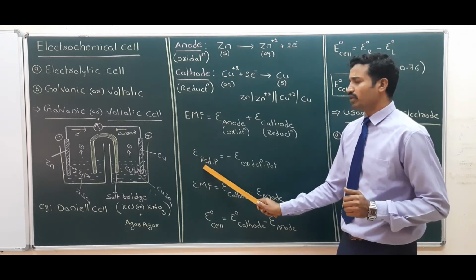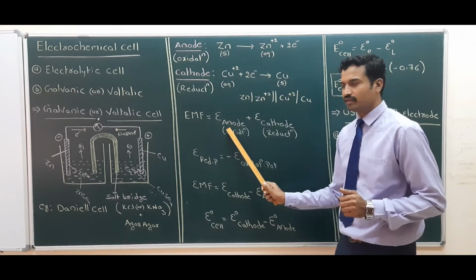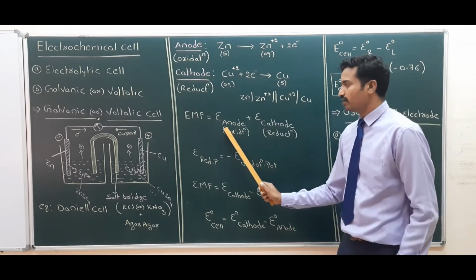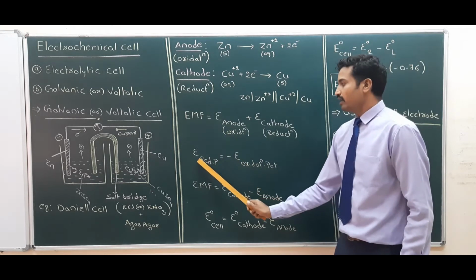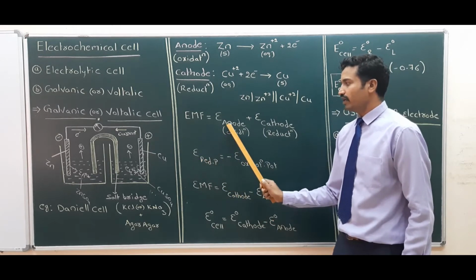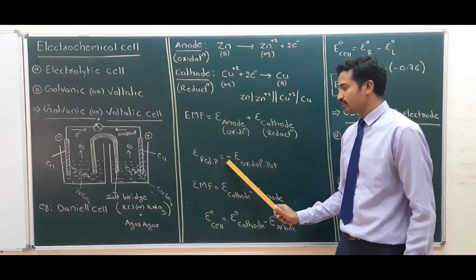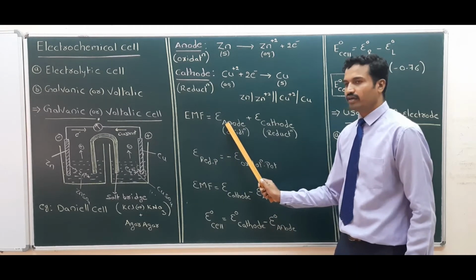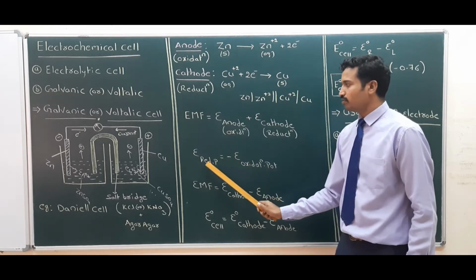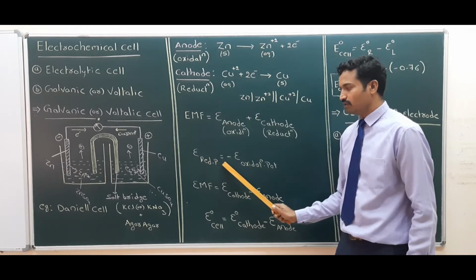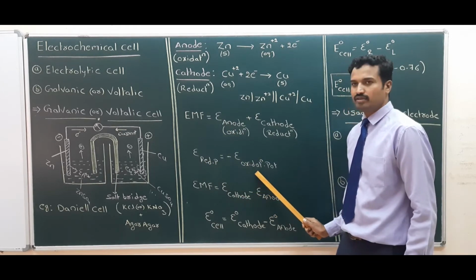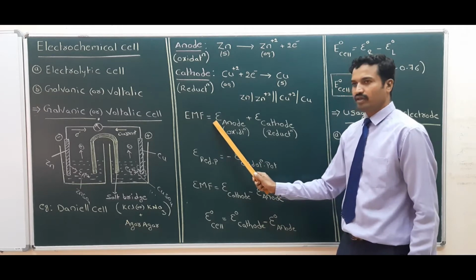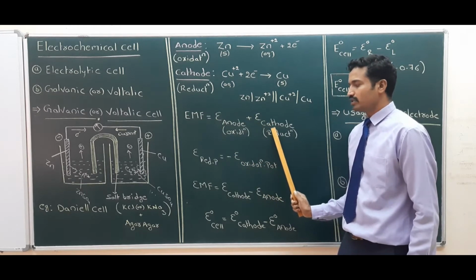So reduction potential is equal to... here it is oxidation. This is reduction, it is okay, but here it is an oxidation. Here, the reduction potential of any electrode is equal to minus of the oxidation potential. So this we need to convert into reduction potential. The reduction potential of this anode is equal to minus of the oxidation potential. Here minus will come. Here the reduction potential is already there, no need to change.